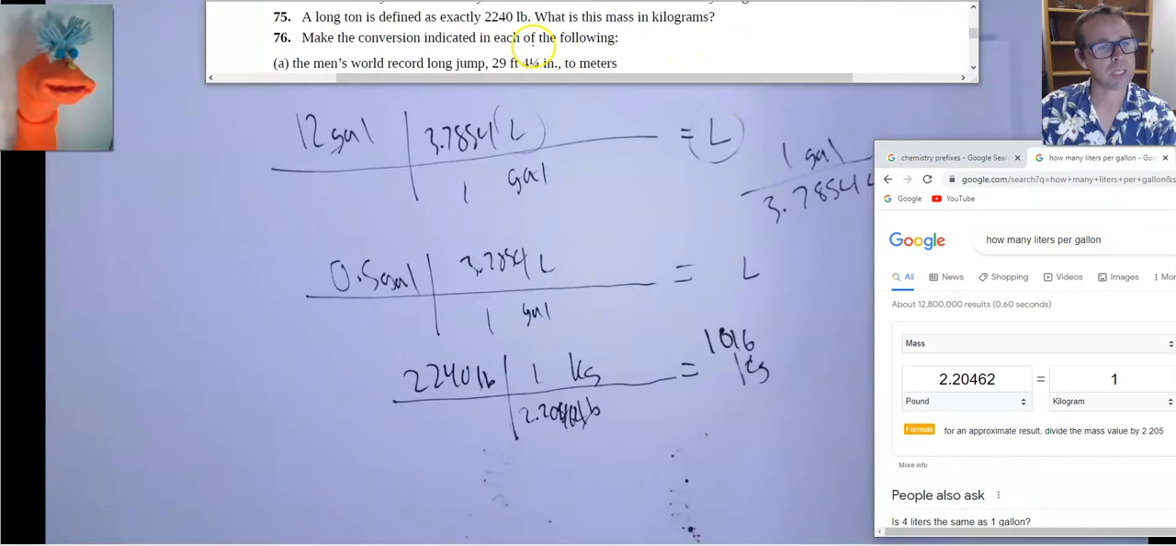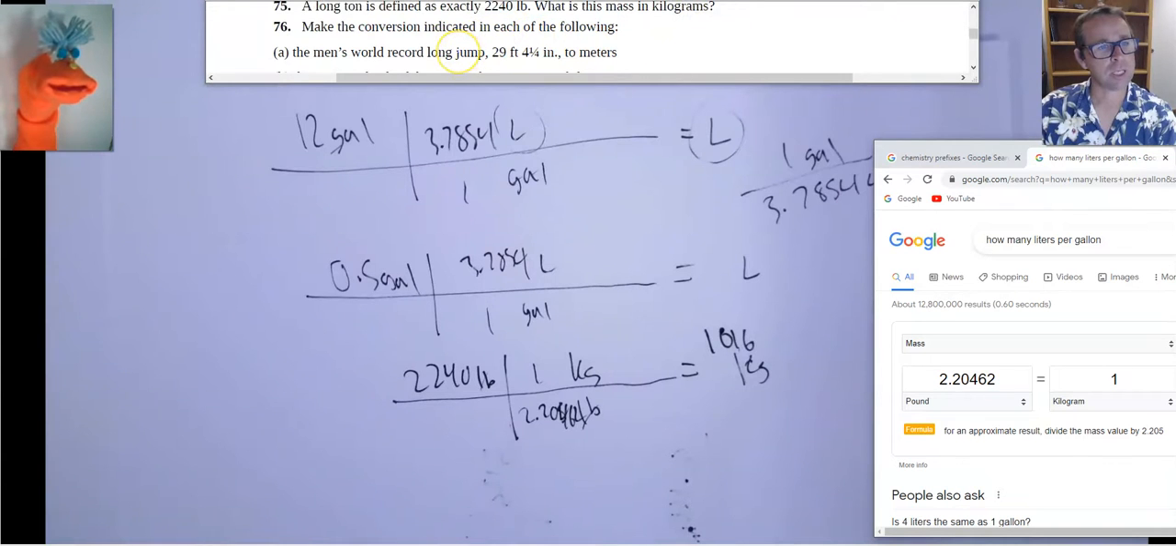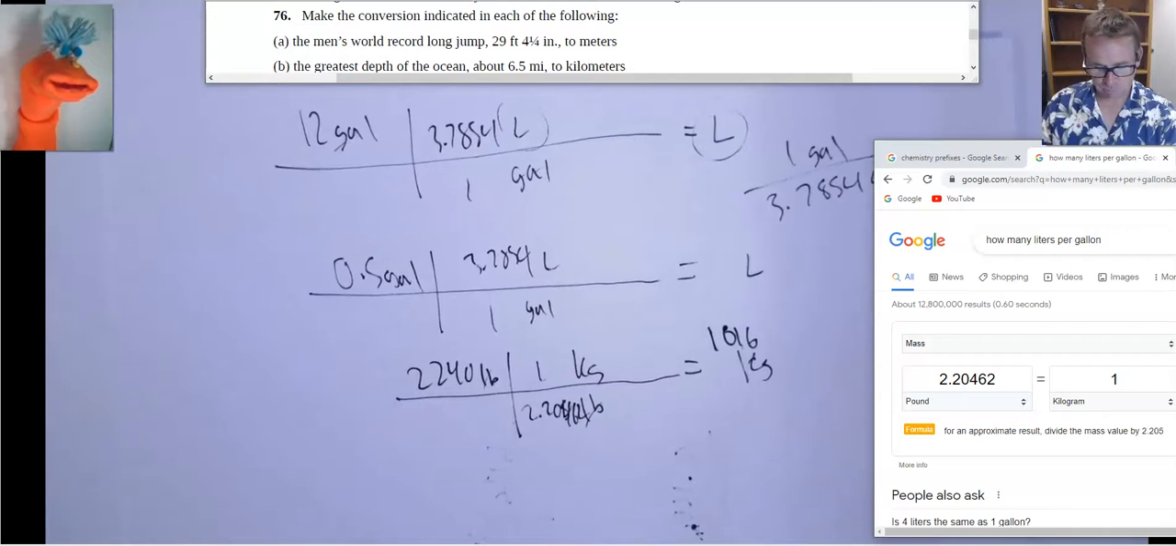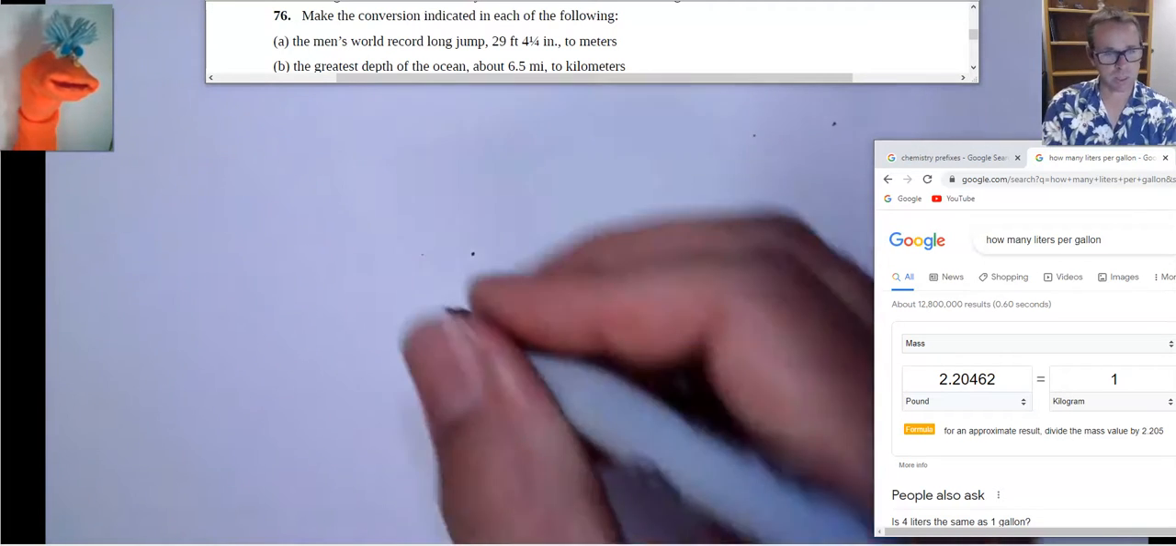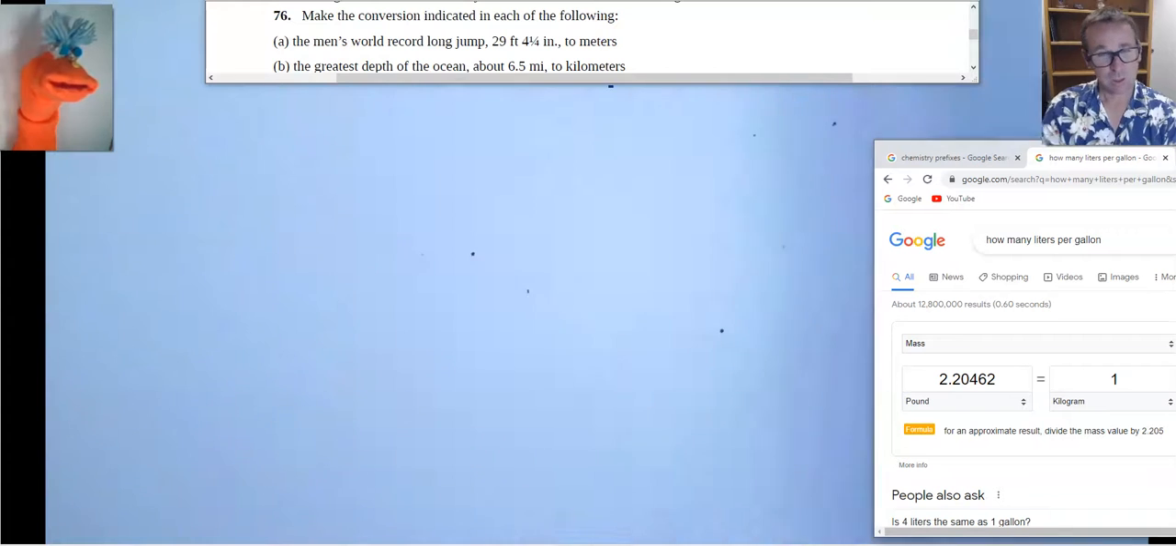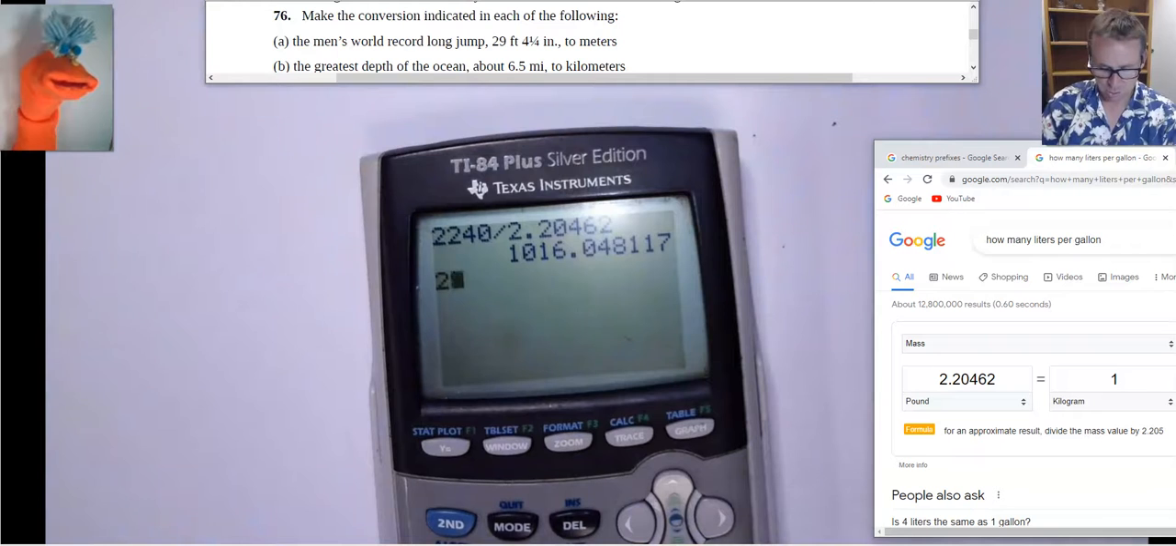Make the conversion in each of the following. Men's world jump record, 29 feet, 4.25 inches to meters. That's a little bit tricky because the 29 feet and 4.25 inches are not in decimals, right? It's kind of confusing. So let's just get it all to inches. So 29 times 12, that's 348 plus the 4.25.